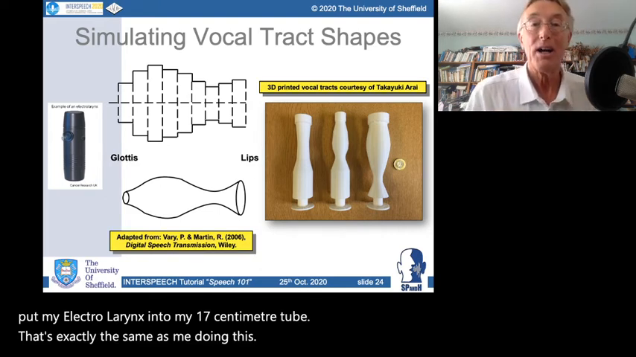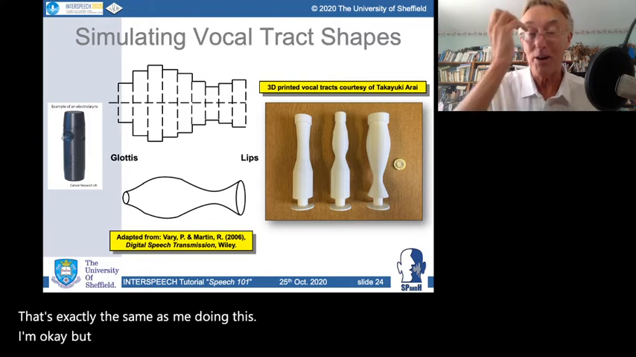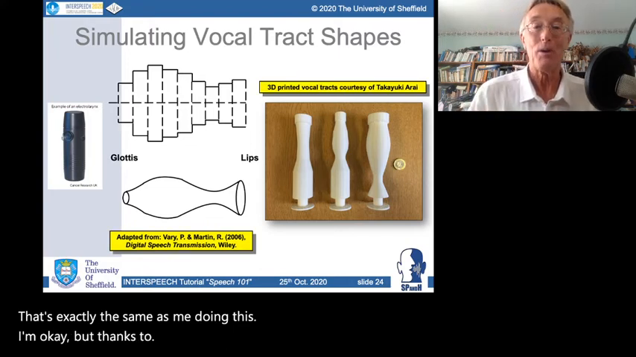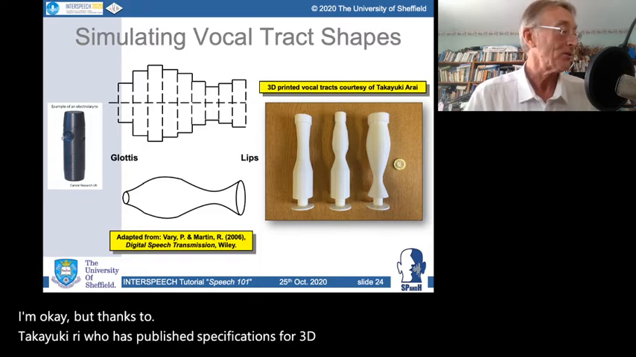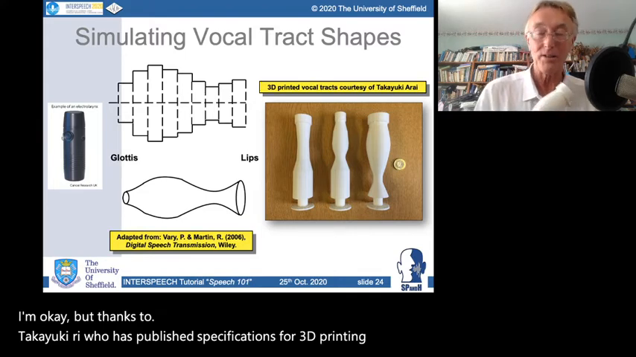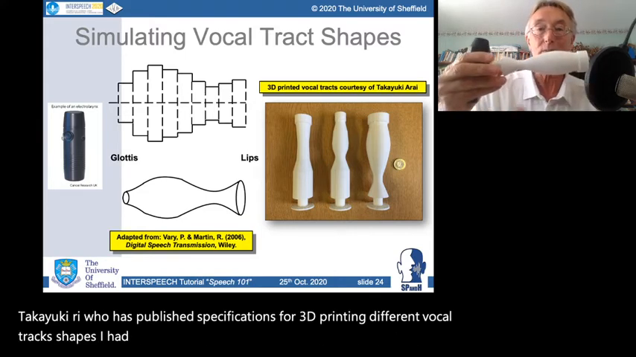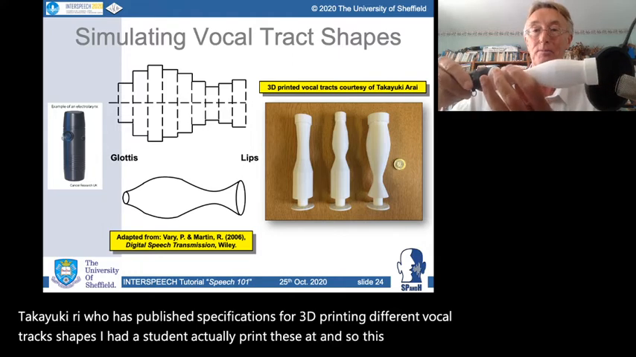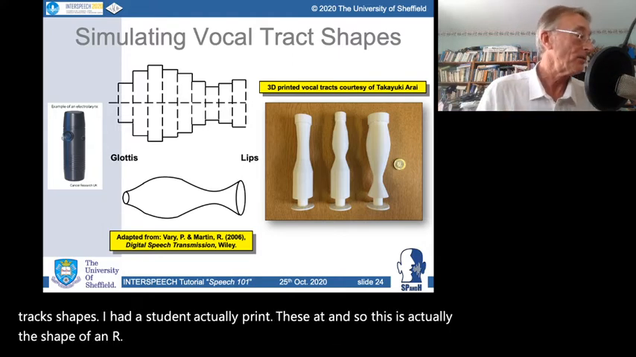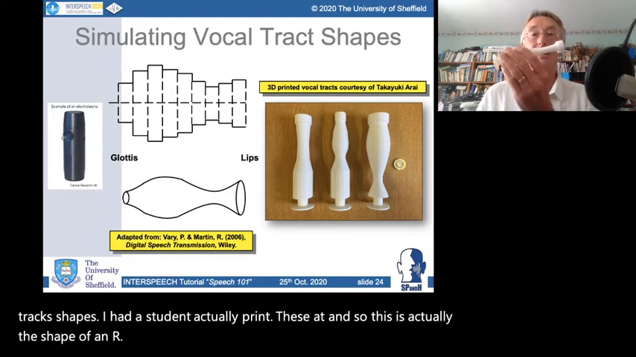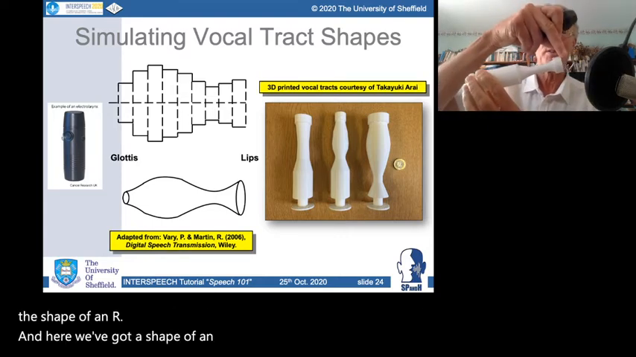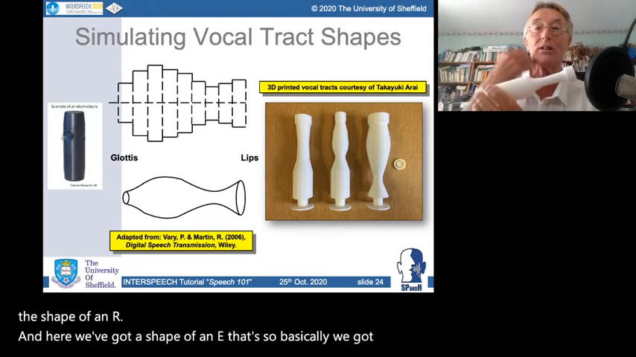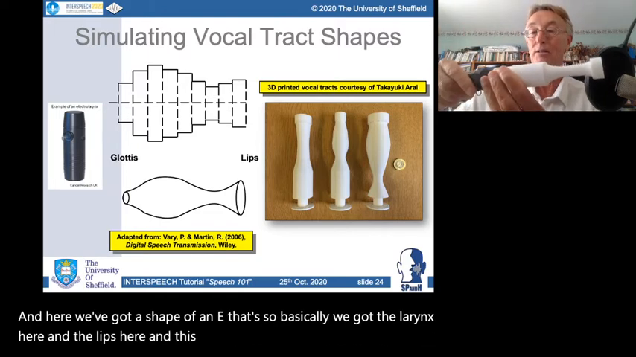Thanks to Takayuki Arai, who has published specifications for 3D printing different vocal tract shapes, I had a student print these out, and so this is the shape of an R. And here we've got a shape of an E. Basically we've got the larynx here, and the lips here, and this is just representing the shape that you make with your tongue.